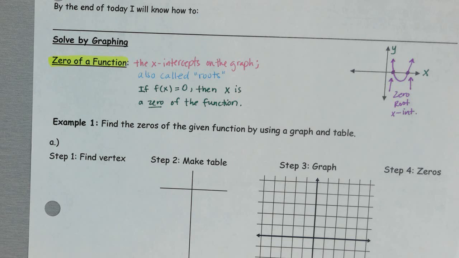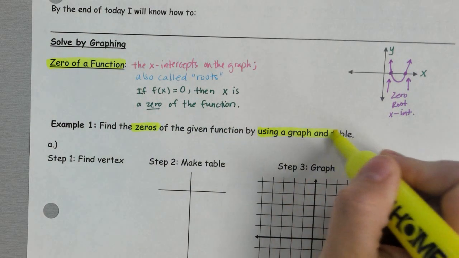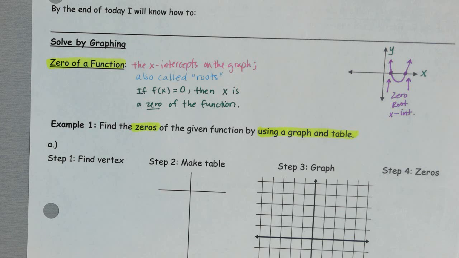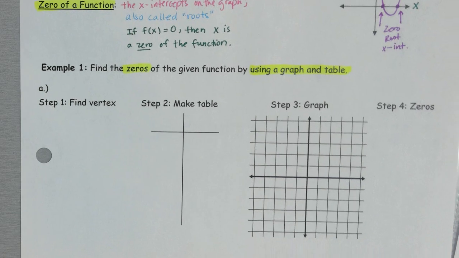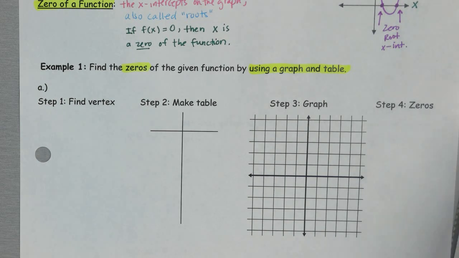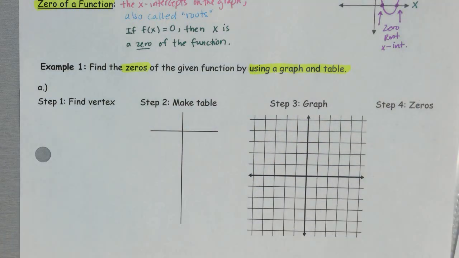So in example 1, it says to find the zeros of the given function, find the zeros by using a graph and a table. If they tell you that you have to use a graph and a table, that's what needs to be shown. They're going to ask you to solve in different ways. The first way is by graphing, and we're going to talk about multiple ways that we can do this.